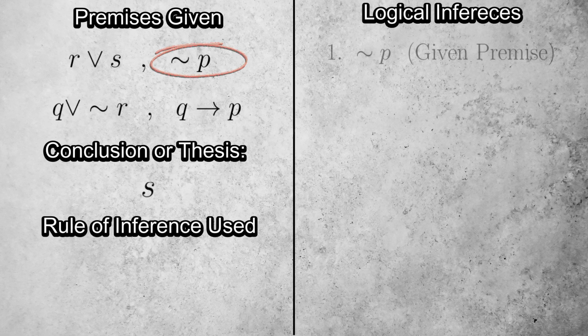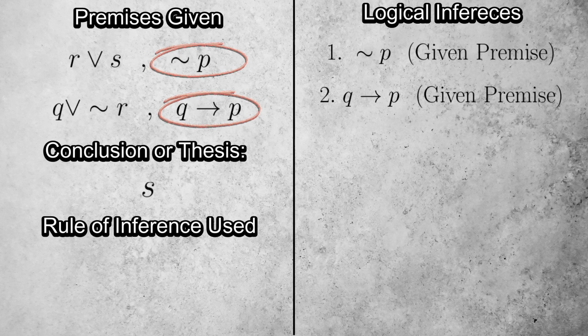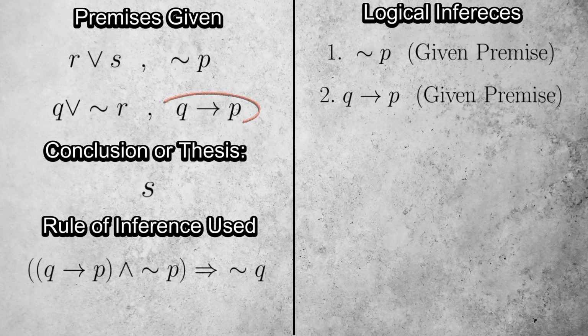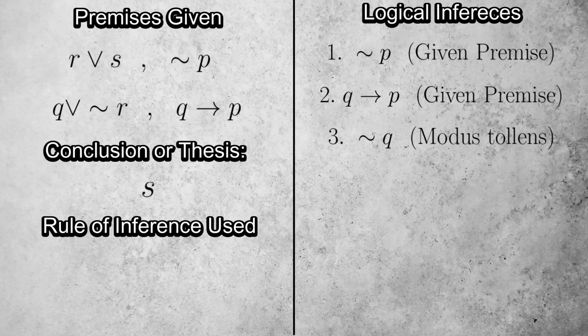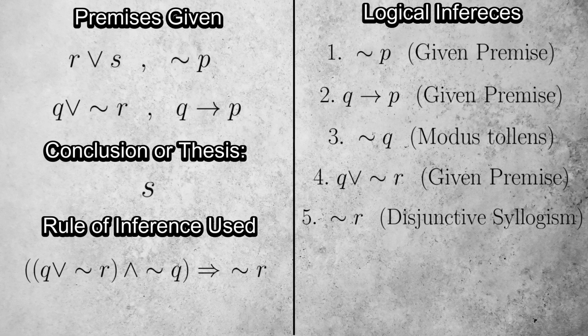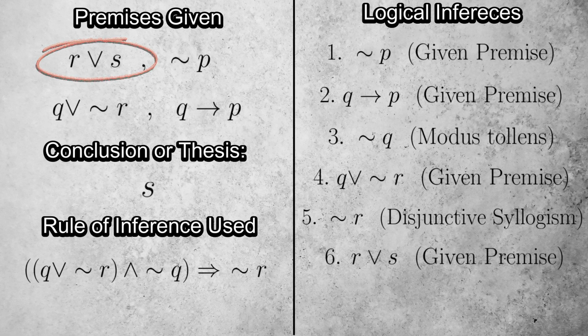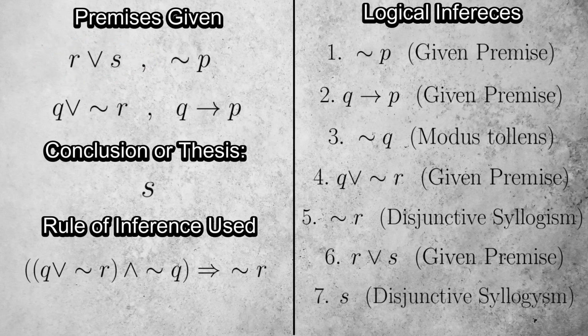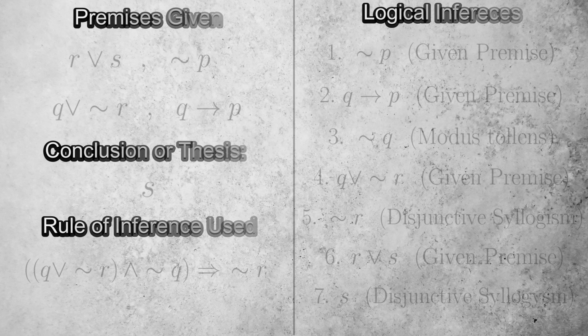Now, from the second premise and the fourth premise, by using modus tollens, we can arrive to the conclusion of not Q. Now, this not Q, together with the third premise, by using disjunctive syllogism, we arrive to the conclusion of not R. And again, by using disjunctive syllogism with not R together with the first premise, we get to the conclusion, which is S.